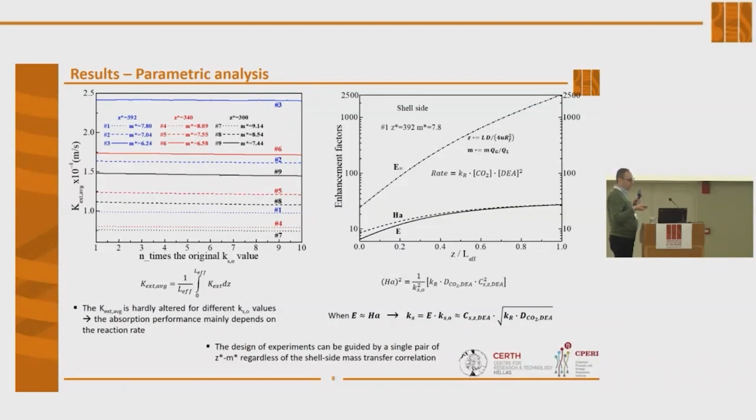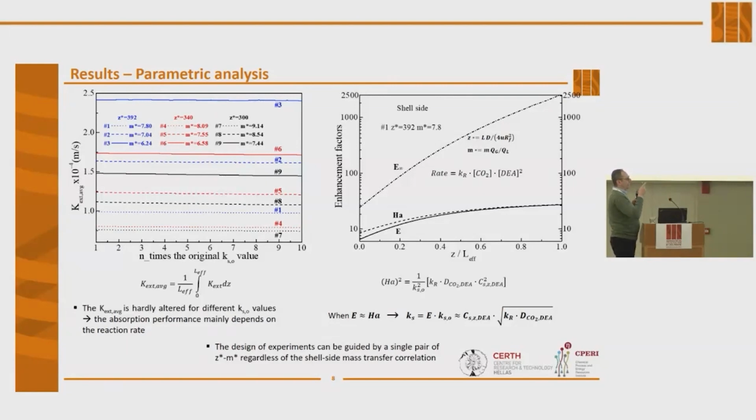Now, what's that? In the graph, we're showing a reference case, which is almost the same for all experimental sets. This is the asymptotic enhancement factor, the Hatta number, and the actual enhancement factor. These are values used in the reaction engineering.